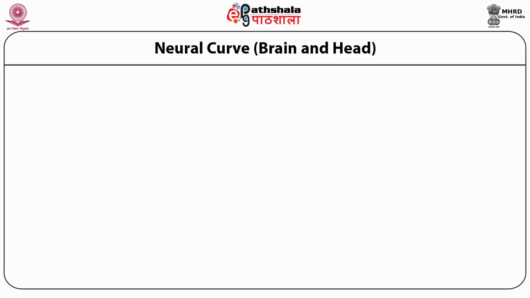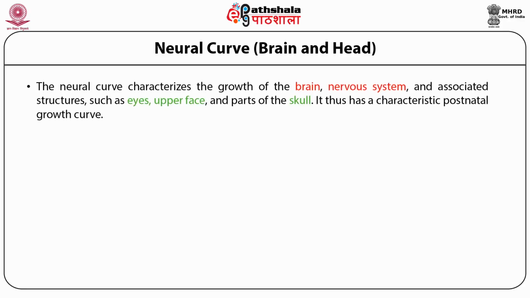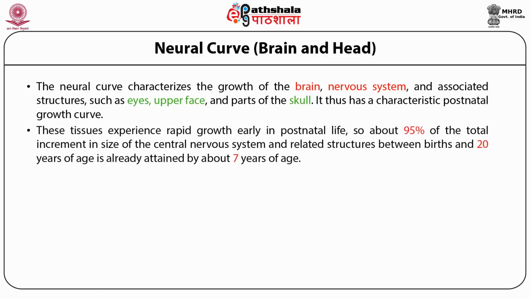Neural curve, brain and head. The neural curve characterizes the growth of the brain, nervous system and associated structures such as eyes, upper face and parts of the skull. It thus has a characteristic postnatal growth curve. These tissues experience rapid growth early in postnatal life, so about 95% of the total increment in size of the central nervous system and related structures between birth and 20 years of age is already attained by about 7 years of age. Neural tissues show steady gain after 7 years of age with slight growth spurt during adolescence. Thus, if the brain has an adolescent growth spurt at all, it is a very small one.